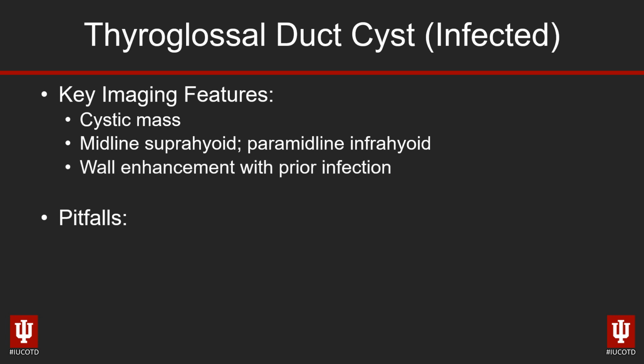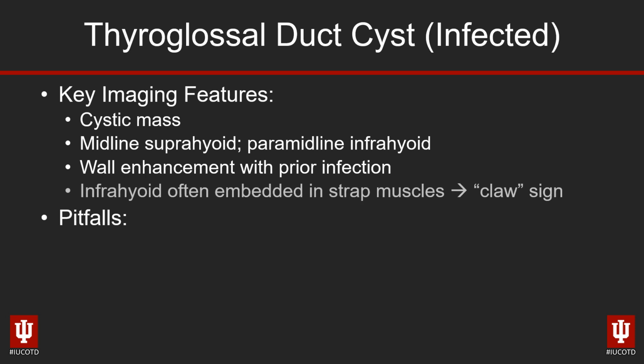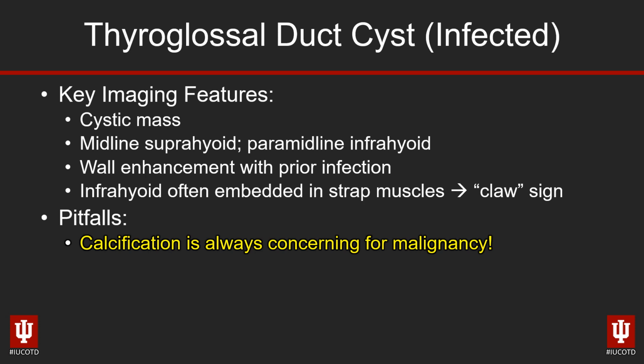Don't be fooled by wall enhancement. You'll see that, especially in the setting of current or prior or recent infection. And oftentimes, if it's infrahyoid in location, these can be embedded within the strap muscle, or at least partially embedded. And it gives you a claw sign in which the thyroglossal duct cyst is partially encased by that strap musculature.